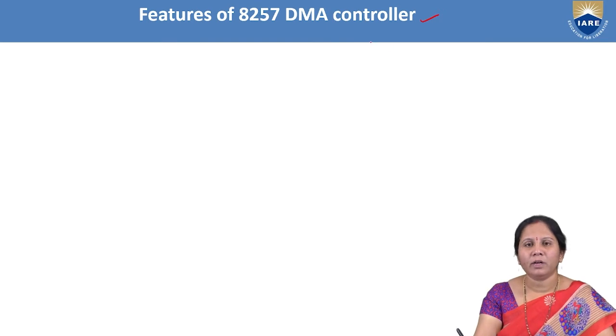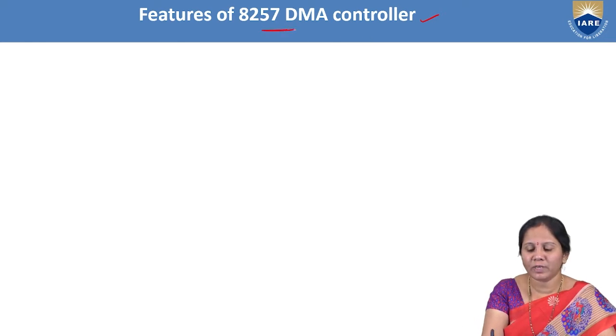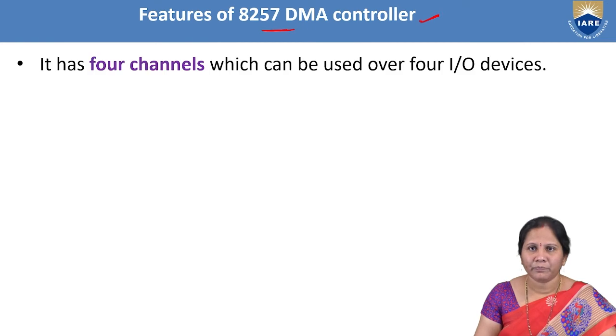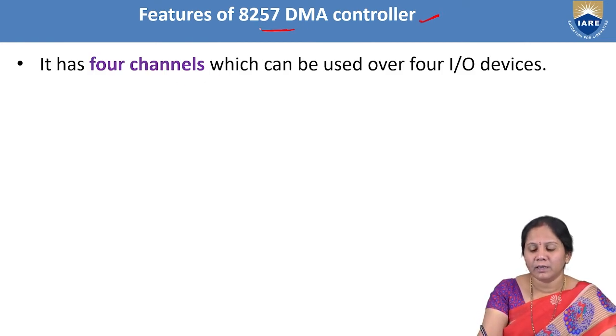Now, there are different types of DMA controllers. 8237 is one of the DMA controllers and 8257 is also one of the DMA controller ICs. Now we will discuss the 8257 DMA controller. First we will see the features of this DMA controller. 8237 has different features and 8257 has different features. Now we are discussing the features of 8257.